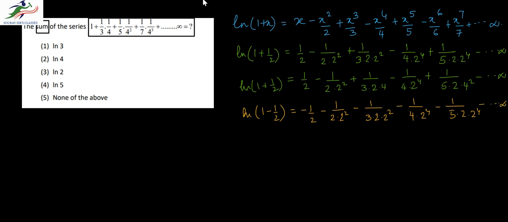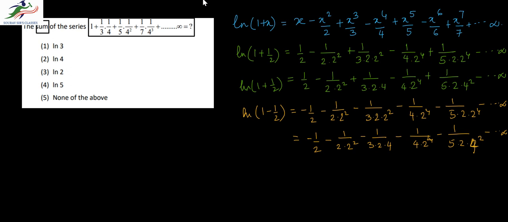So now this can be further simplified as minus half minus 1 by 2 into 2 square minus 1 by 3 into 2 into 4 minus 1 by 4 into 2 to the power 4 minus 1 by 5 into 2 into 4 square minus all the way up to infinity.